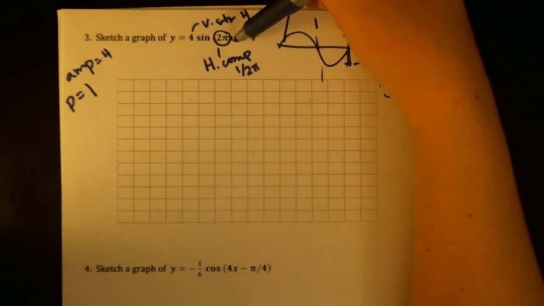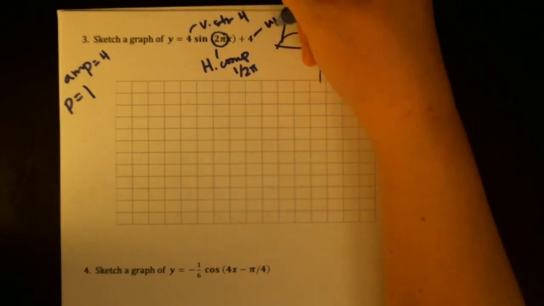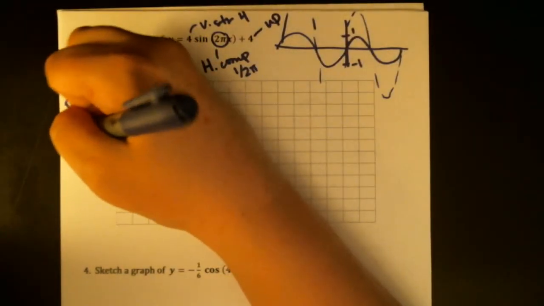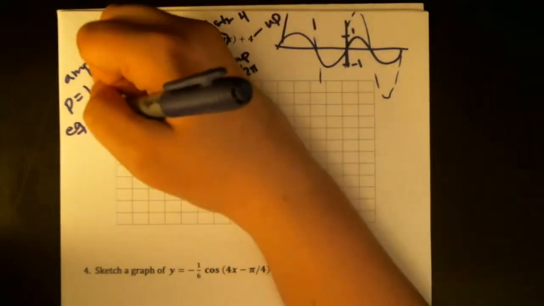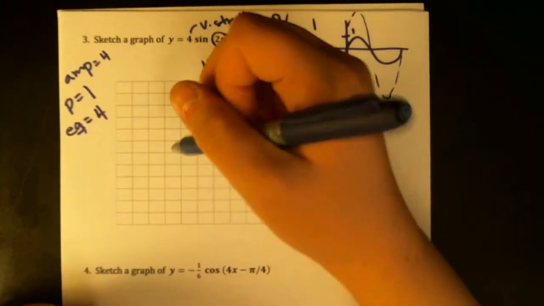I don't see any phase shift. There's nothing added or subtracted with our x's, but there is this shift up, which means our equilibrium will end up being at 4. Okay, so equilibrium at 4, let's see.